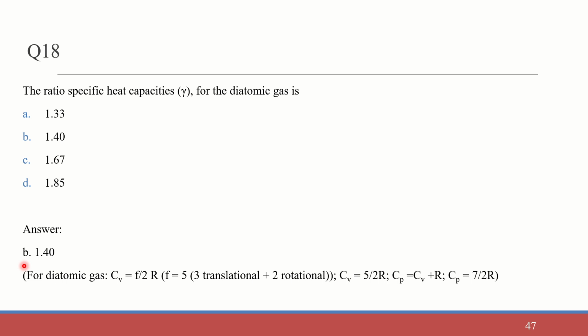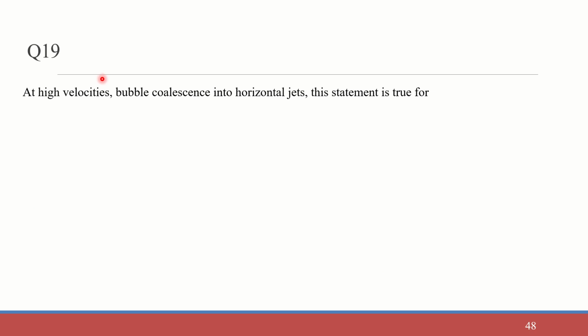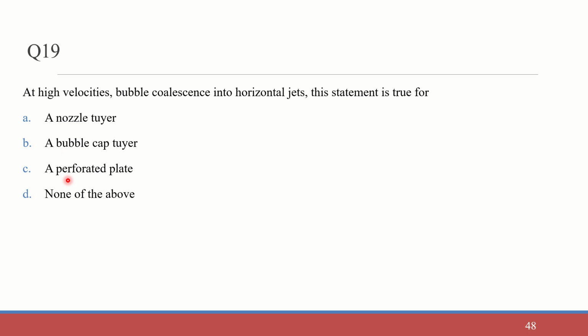Now let us go to question 19. At higher velocities, bubbles coalesce into horizontal jets. This statement is true for dash: a nozzle type, a bubble cap type, a perforated plate, none of the above. At higher velocities, bubbles coalesce into horizontal jets. I think it is bubble cap. Nozzle type, nozzle type.